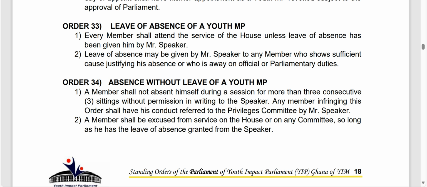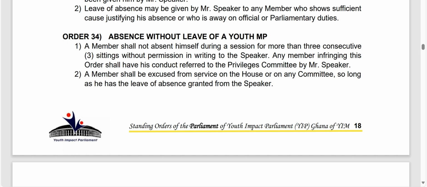I think he wants to comment on that. Yeah, so if you will not attend a sitting, or you will not be able to avail yourself for a duty designated to you, you need to seek leave of absence from the Speaker. And the Speaker shall have the right to grant you leave when he sees that it is justified. And Order 34 says a member shall not absent himself during the session for more than 3 consecutive sittings without permission from the Speaker. Any member infringing on this shall be referred to the Privileges Committee. The Privileges Committee is chaired by the second Deputy Speaker. So when the Speaker says that you haven't attended 3 sittings, you can be referred to the Privileges Committee.